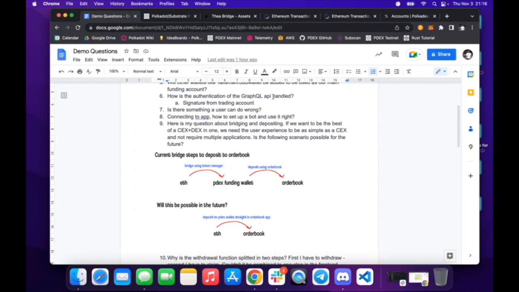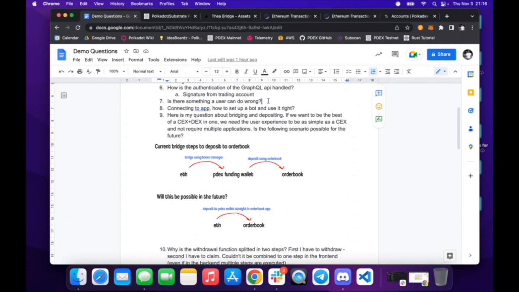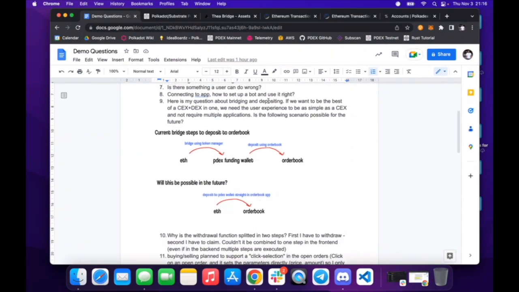How is the authentication of the GraphQL API handled using a signature from the trading account? Is there something a user can go wrong with? Yes, absolutely. You can share your keys with someone, and they can run away with your funds. But otherwise, the system is built in a very robust way. There is no way you can lose your funds as long as you don't share your funding account, which is your main account, which is your Polkadex account keys, with anyone else. Really, that's the only way to go wrong, by losing access to that account.